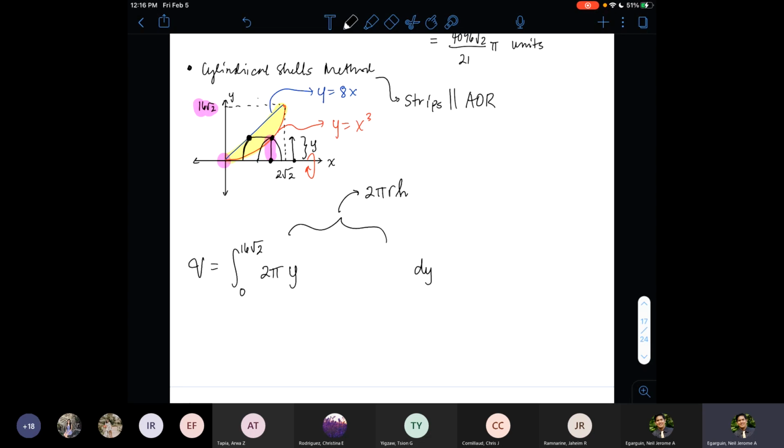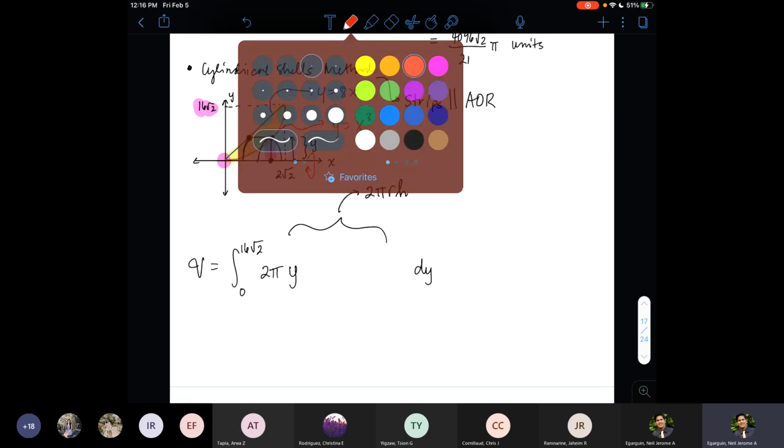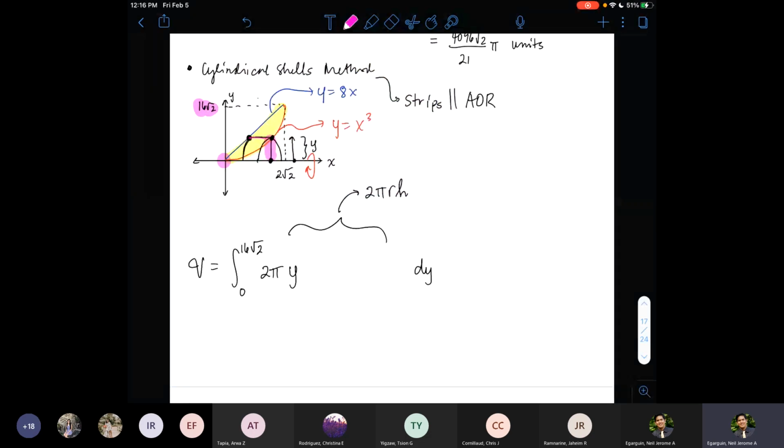And then let's determine the height. Where is the height of the cylinder? The height of the cylinder is this. That's the height of the cylinder. Now, how do we measure the height of that cylinder? Based on the figure, you should realize that that height is nothing more but the length of the horizontal strip. And do you remember how we measure the length of a horizontal strip? It's always right minus left. So the height is right minus left.